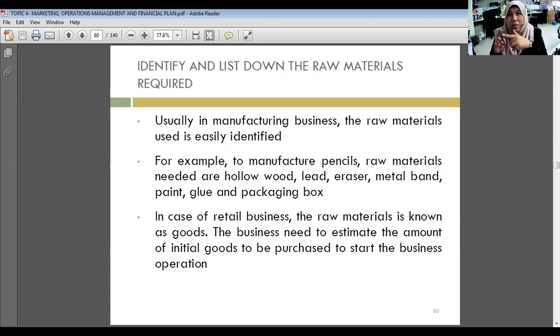A mechanical pencil also has a rubber, if I'm not mistaken, and also a metal band. And then they also have paint here. Of course, they want to make sure of the color, red, chocolate, to make it colorful. They say color pencil, glue, and also the packaging box. So basically, these are the things that we need as raw materials.